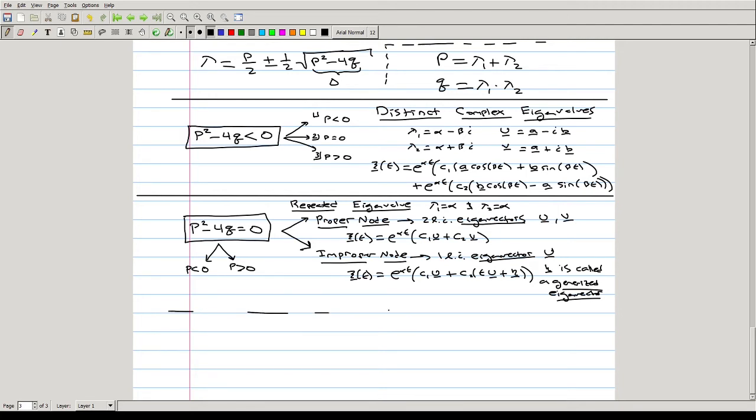So this is the second case. And the last case is going to be if we have distinct real eigenvalues. This is when p squared minus 4q is greater than 0.